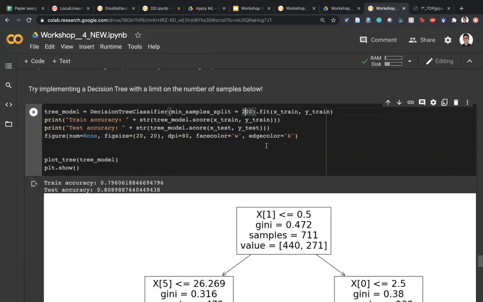So this is an example of another hyperparameter that can be tuned. Increasing or decreasing your min sample split will change your results, and you can really tune that to your specific data set to try to get the best performance.